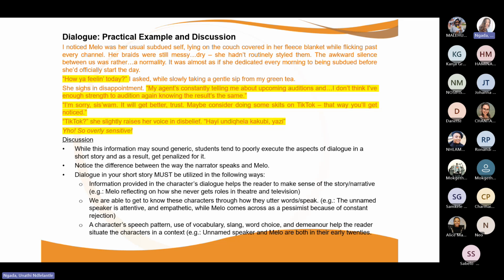And then a character's speech pattern, in other words, how a character speaks, the character's use of vocabulary, slang, word choice, and the overall demeanor helps the reader situate the character within the context of the short story. Okay.